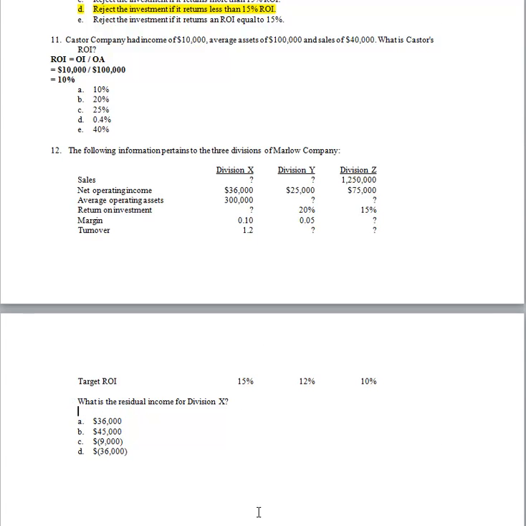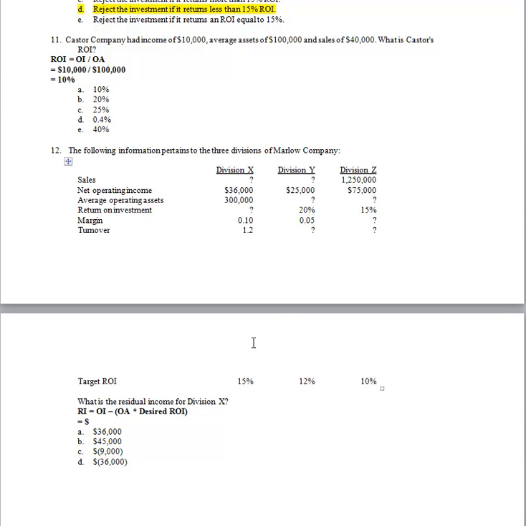And then the last question, we have different divisions. So we've got three different divisions within the company. It says, what's your residual income of X? So we're looking at division X. We're looking for residual income. We want to write our formula down, and then fill in everything we know.